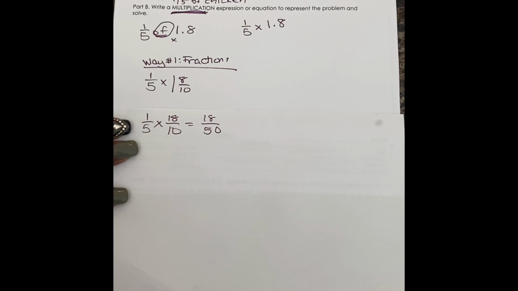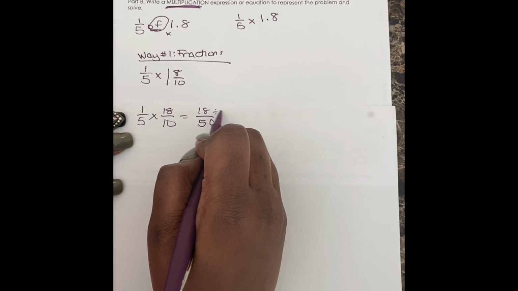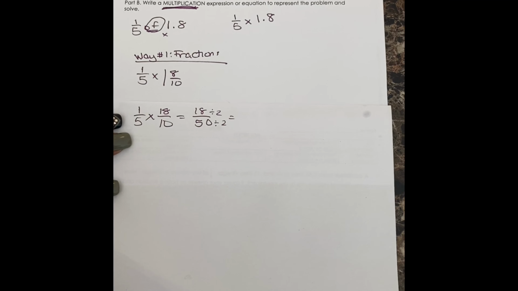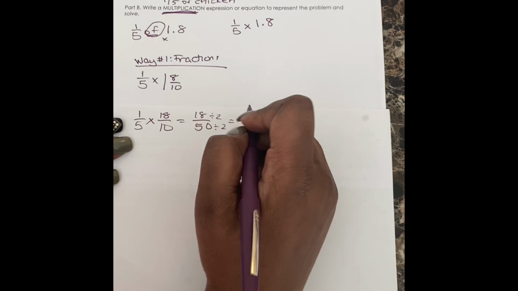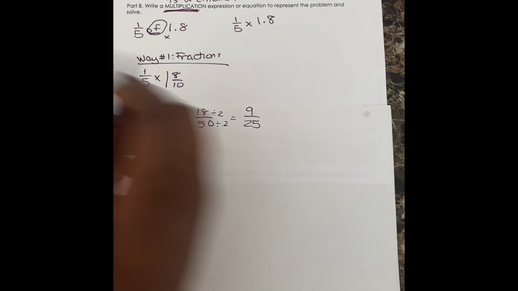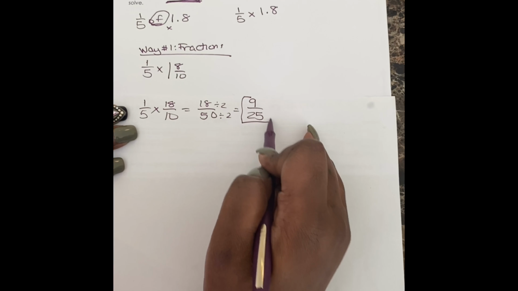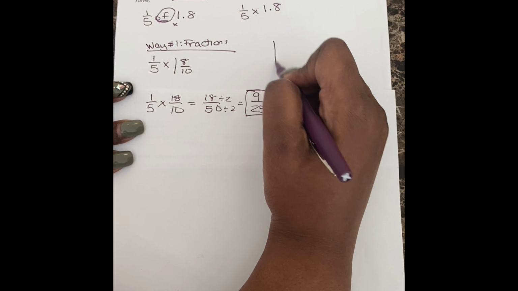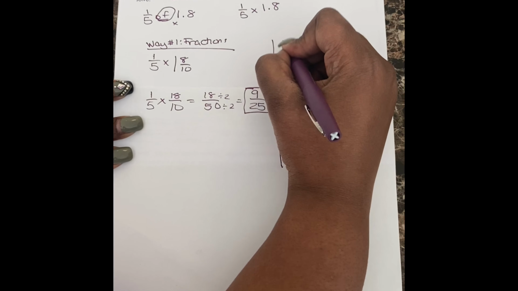We know that 18 over 50 is not in its simplest form, so we can simplify. We are going to start first by simplifying by 2. So what we do to the bottom, we're going to do to the top. So 18 divided by 2 is 9. 50 divided by 2 is 25. So 9/25 is our simplest form. That is way number 1 that we're going to look at. Let's look at way number 2.